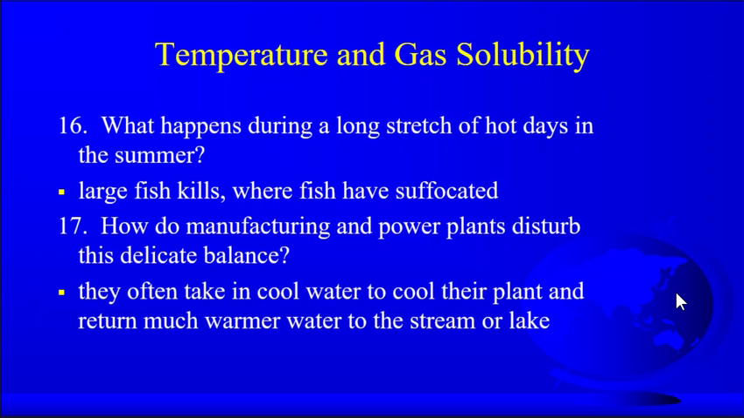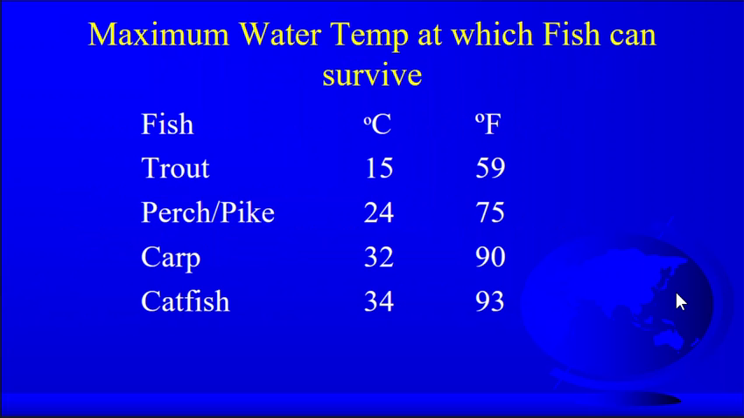All right, for you fishermen, here it is. Trout needs it to be around 59 degrees. So if you're going to go trout fishing, either you're going to have to go fishing near the dam or you're going to have to get really cold water. Perch or pike, 75. Catfish and carp, in the 90s.